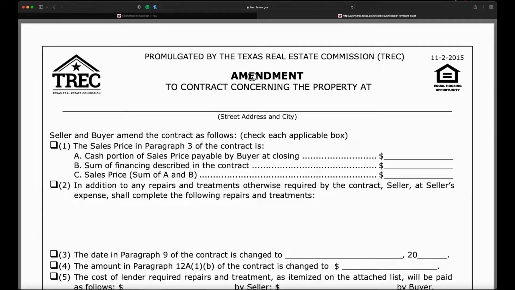This video is going to be on the TREC amendment. This is what you're going to use when you're going to change some of the terms to the contract or add special modifications or things like that. So we'll go right on into it.